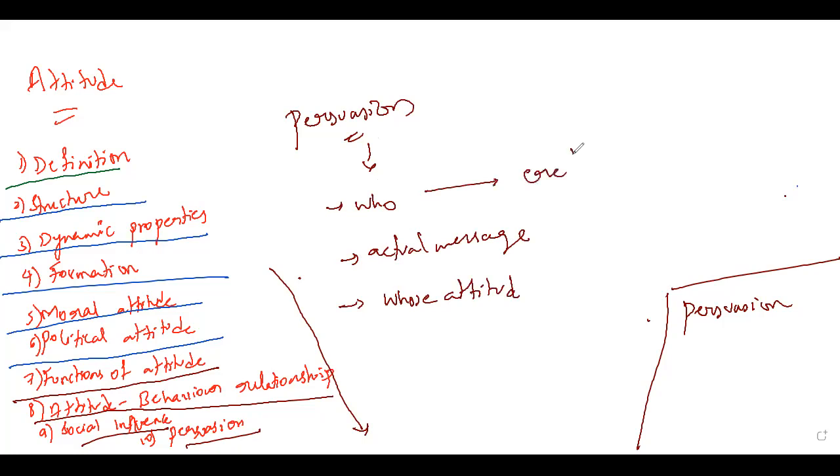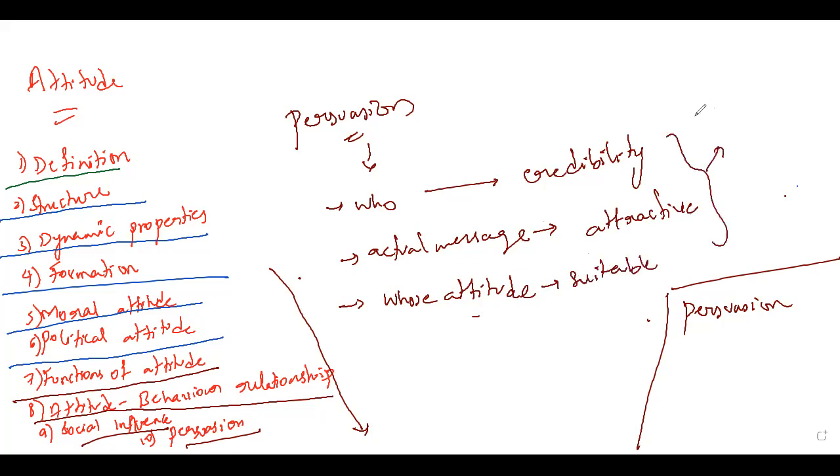This relates to credibility. Credibility of the source determines whether you can persuade the individual's attitude or not. Regarding the actual message, you can say whether it is attractive or not, the way you are conveying it. Whose attitude: whether the message you are conveying is suitable to this person or not. All these things determine whether it is possible to persuade that person. Fine, that is about persuasion. So this completes the revision and consolidation of attitude. Is this clear?